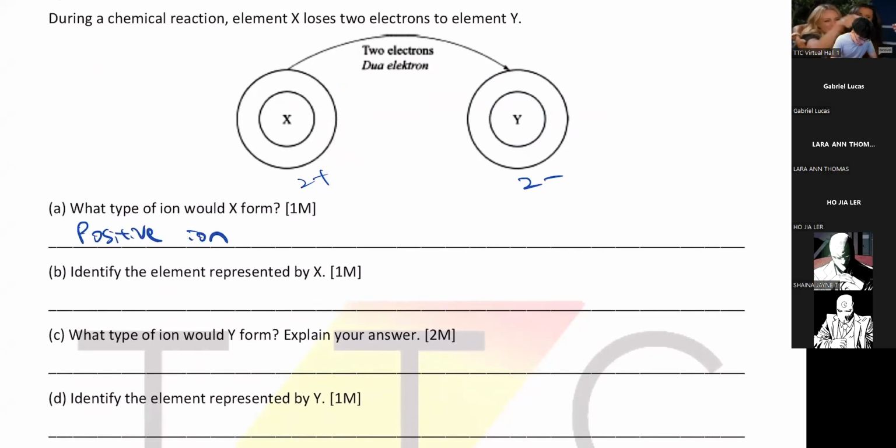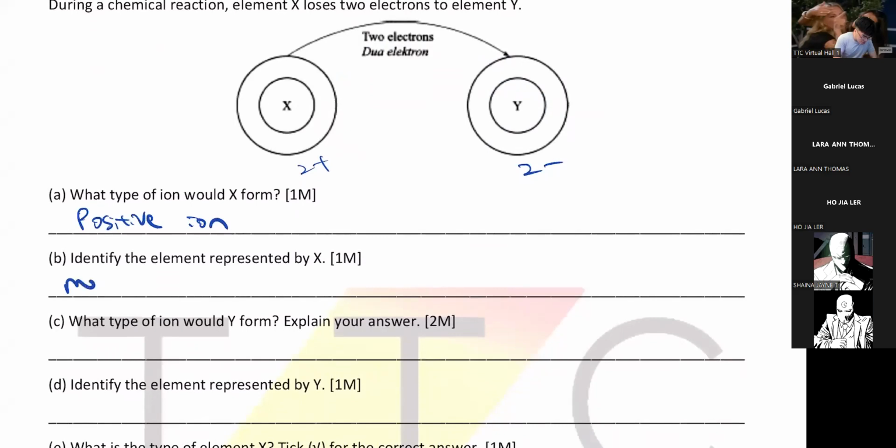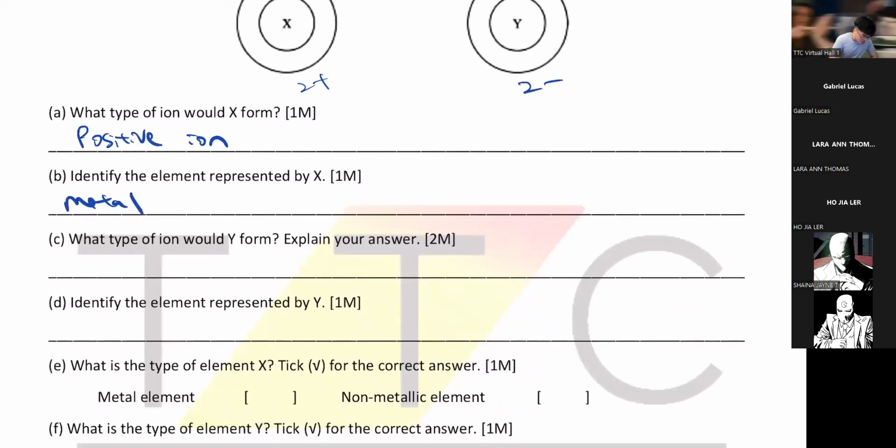Identify the element represented by X. So what kind of element is this? X is a metal. How do I know it's a metal? Usually metal will throw electron. The one taking electron will be non-metal. Usually that is the meaning. What type of ion would Y form?